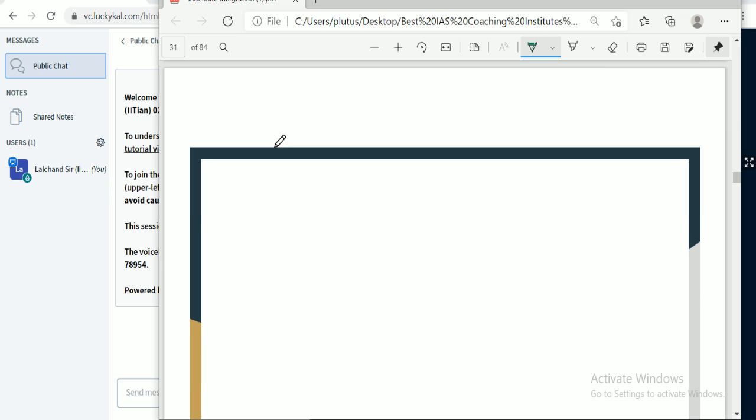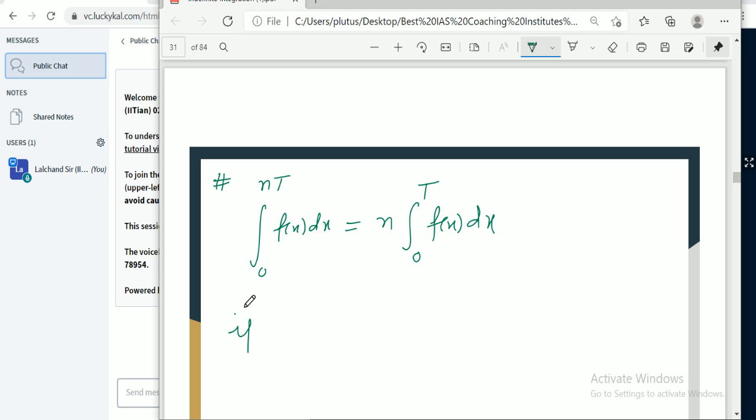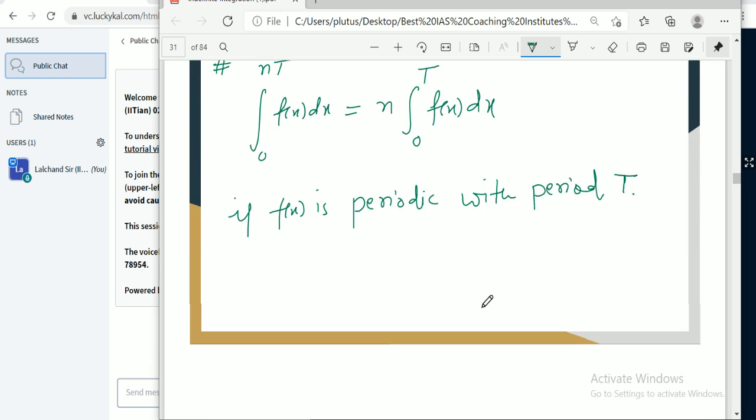So the last property is about the periodic function. Okay. So if f(x) is periodic, the integral from 0 to nT of f(x) dx, we can write as n times the integral from 0 to T of f(x) dx, if f(x) is periodic with period T. Okay, so we can write like this. So let us try to solve a question based on this.